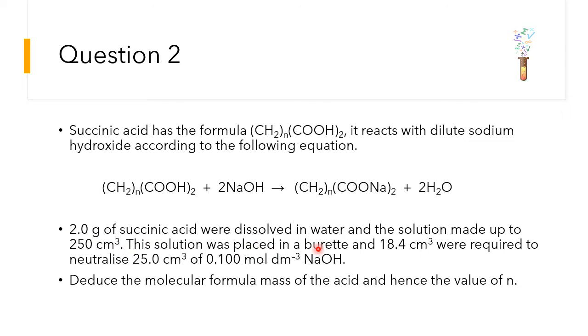We then poured some of that into the burette, and on average 18.4 centimetres cubed. This will have been our average titre value. We're required to neutralise this. Now this must be in our conical flask. 25 centimetres cubed is the amount we pipette, so in our conical flask is sodium hydroxide. So we're being asked to deduce the formula, the molecular formula mass, that's like the MR, and then find the value of N. So where would you start?